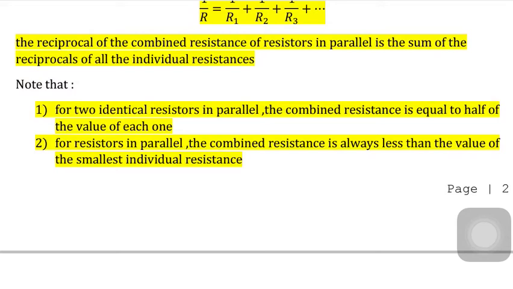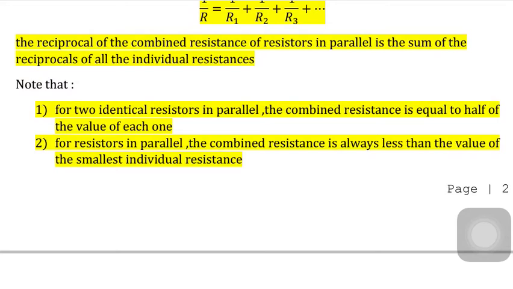If you apply that equation, 1 over R1 would become 1 over R, 1 over R2 also becomes 1 over R, 1 over R3 will also become 1 over R. So if you have even 100 resistors, that would be 100 times 1 over R. So if you have 100 identical resistors connected in parallel, the resultant will be R by 100.